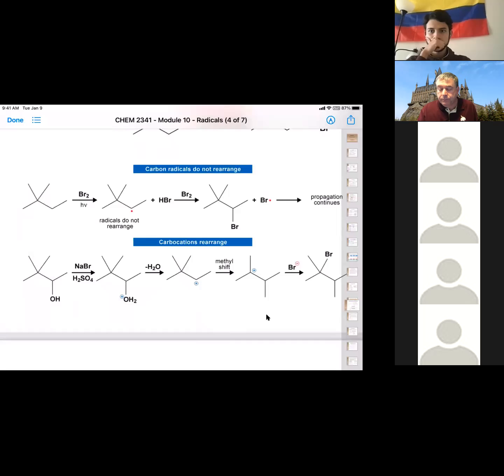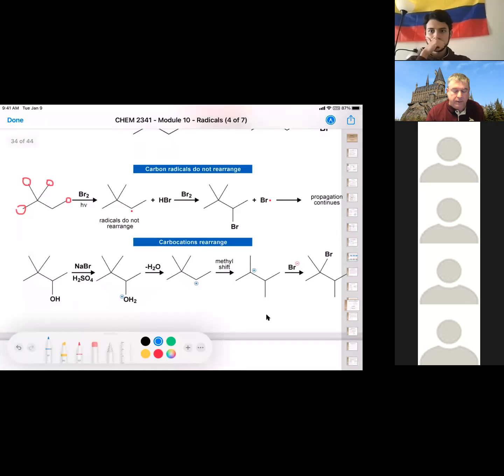For example, let's look at this compound here. 1, 2, 3, 4 sites. Those are all primary sites. So that means the relative reactivity ratio is 1 to 82, so we're going to get most of our reaction occurring at this site here. Of course, the first step in that is to abstract a hydrogen, leaving a radical on this secondary carbon.